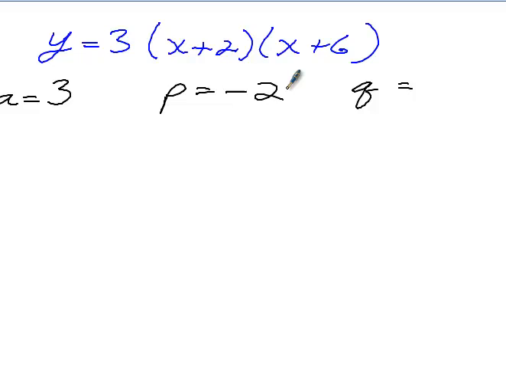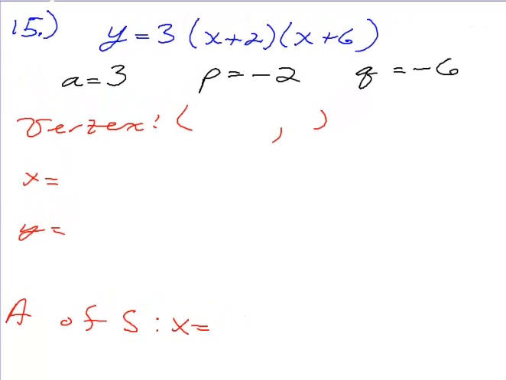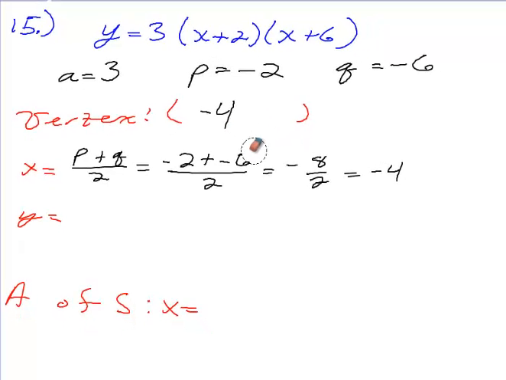All right, so what's my Q? Negative 6. Now, let me get set up here. Step form. How do you find the x-coordinate of the vertex? What's the little formula? P plus Q over 2. So what's my P value? Negative 2. What's my Q? Negative 6. All over 2. What's negative 2 plus negative 6? Negative 8 divided by 2 is negative 4. So that is my x-coordinate. Everybody okay? Yes or no?